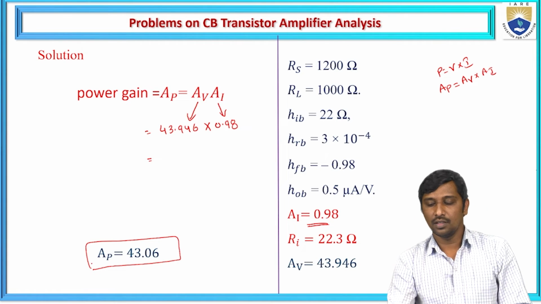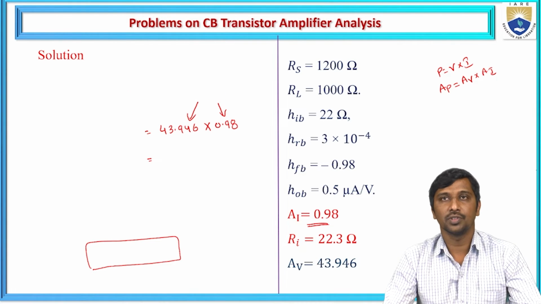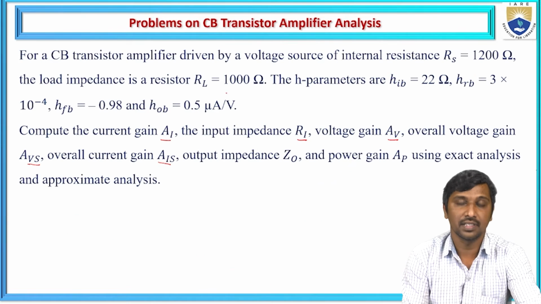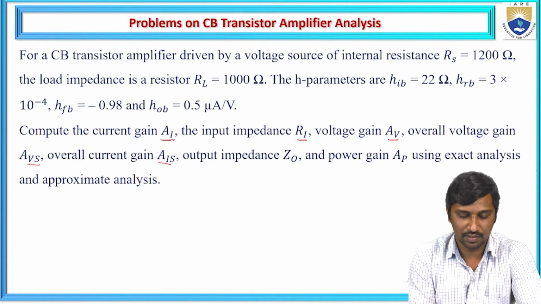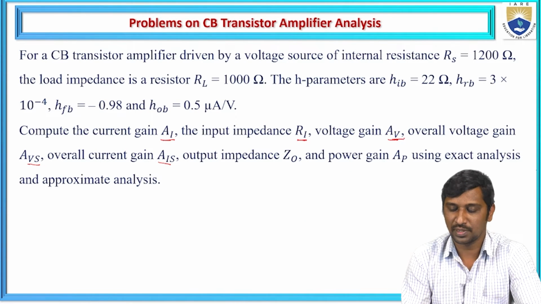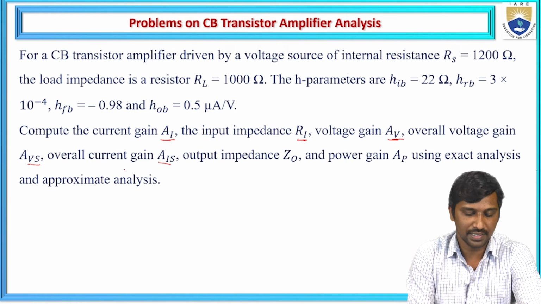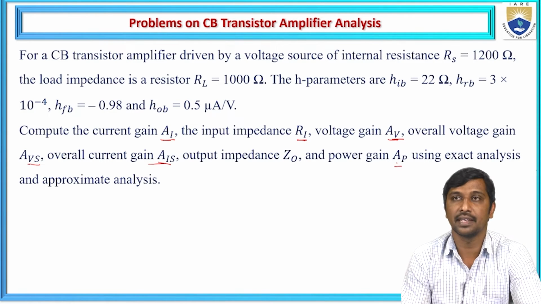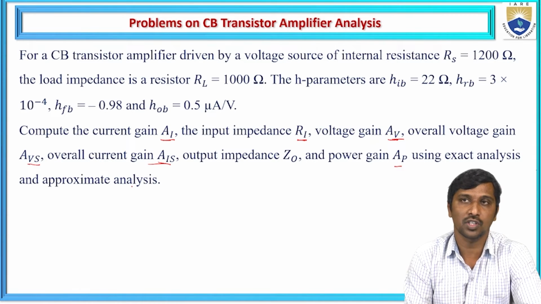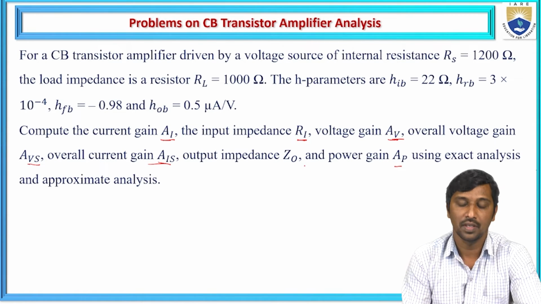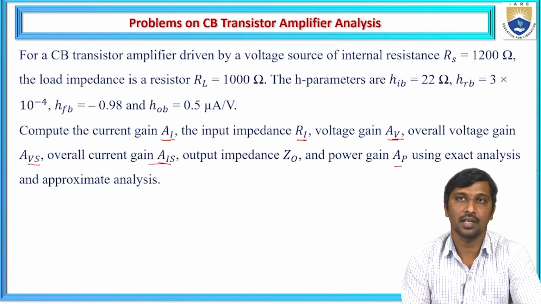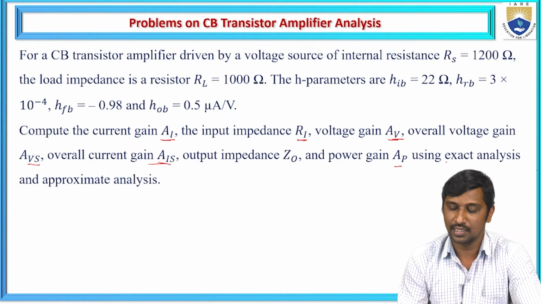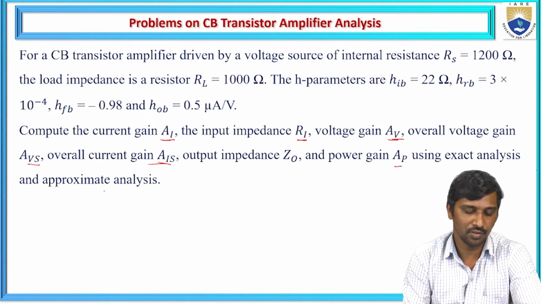43.06. So if you observe the given statement, they are asking for the current gain. We also calculated input impedance, voltage gain, overall voltage gain, current gain, overall current gain, output impedance, as well as the power gain, by using the exact analysis as well as the approximate analysis. Up to this point, all these parameters are determined by using the exact analysis. Then we go for approximate analysis.